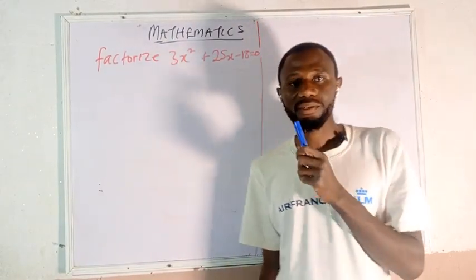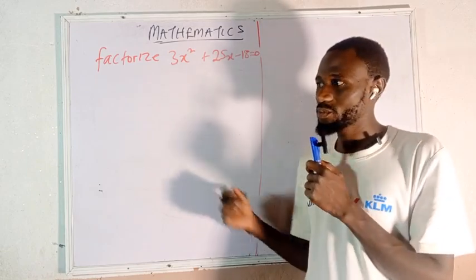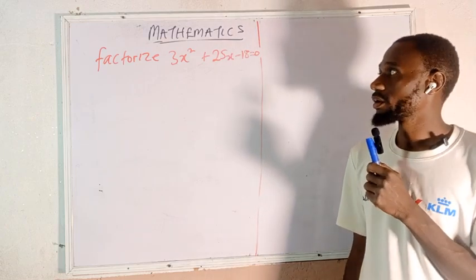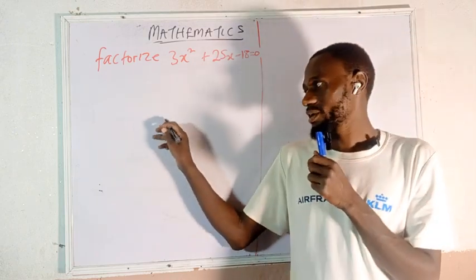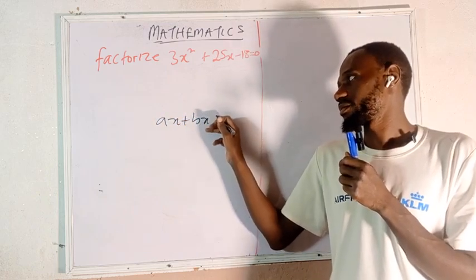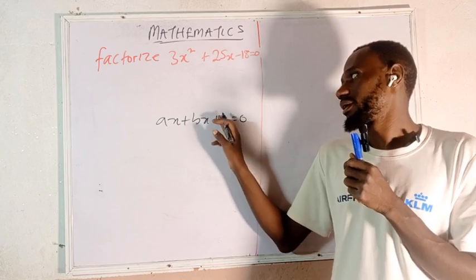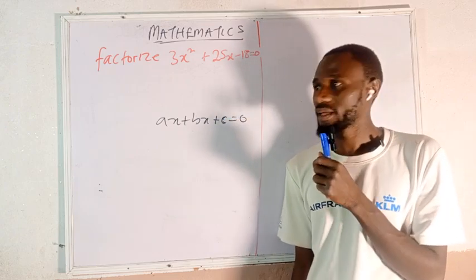In this video, we are asked to factorize this question. For you to factorize this question, you need to know the standard form of a quadratic equation. Since the standard form of a quadratic equation is ax² + bx + c = 0, that's the standard form of a quadratic equation.